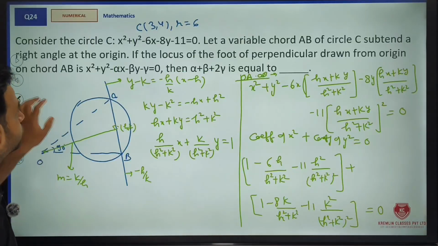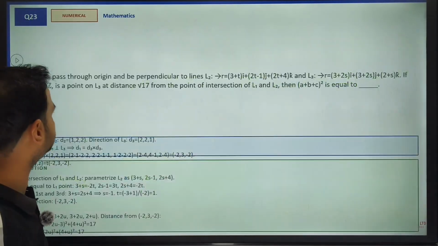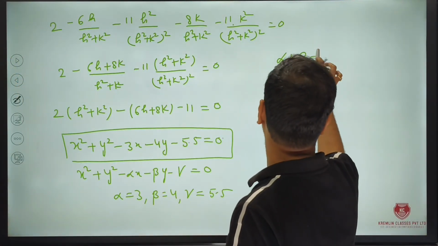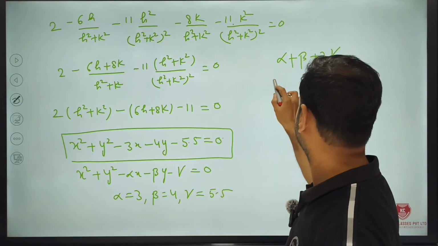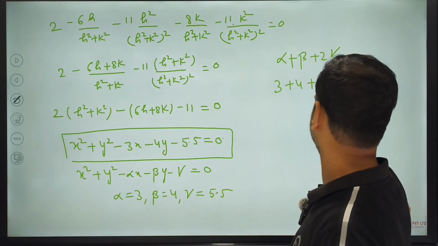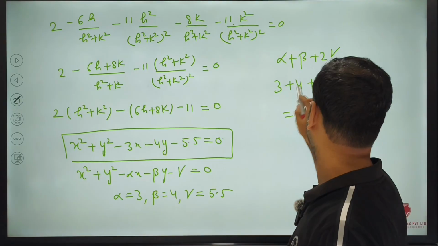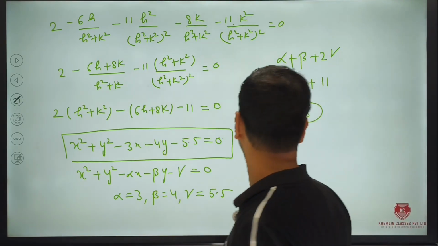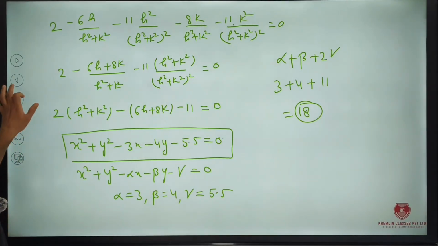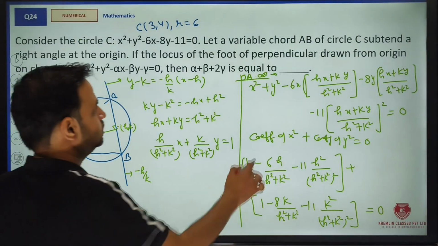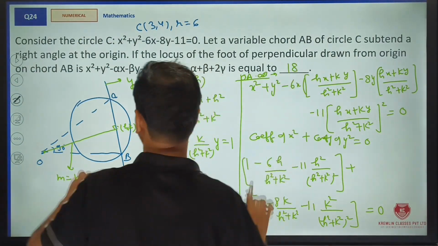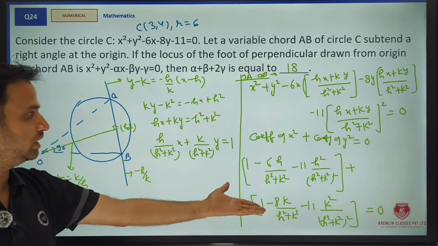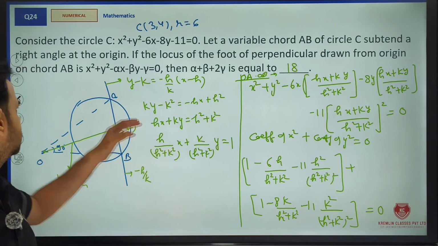So what we need to find out is alpha plus beta plus 2 gamma. So alpha plus beta plus 2 gamma will be given by 3 plus 4 plus 11, that is 18. So the answer is 18. Again, this is a question with lengthy calculation.